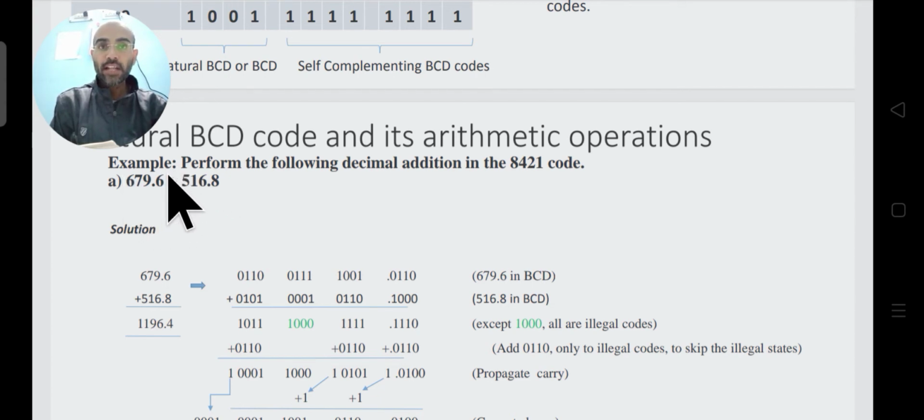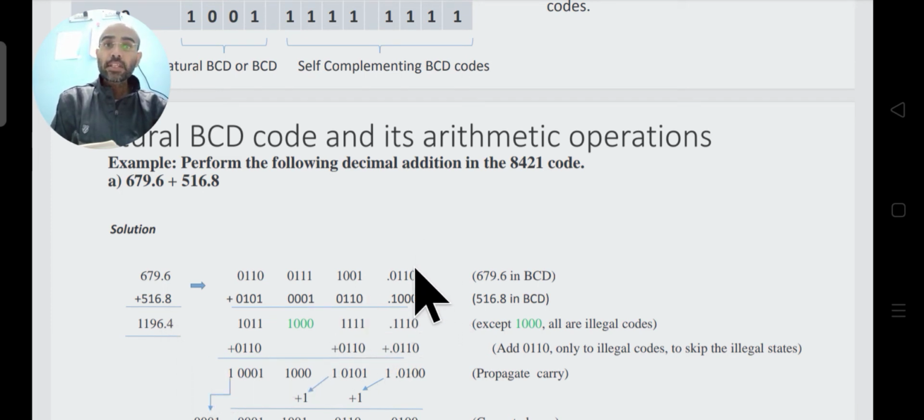First I will add these numbers in the decimal number system. We will get the answer, and then we will see the complete procedure of how to perform addition in BCD, if the number is represented in BCD, and then we will verify the result. So first we will add these 2 numbers, starting from the lowest significant digit.